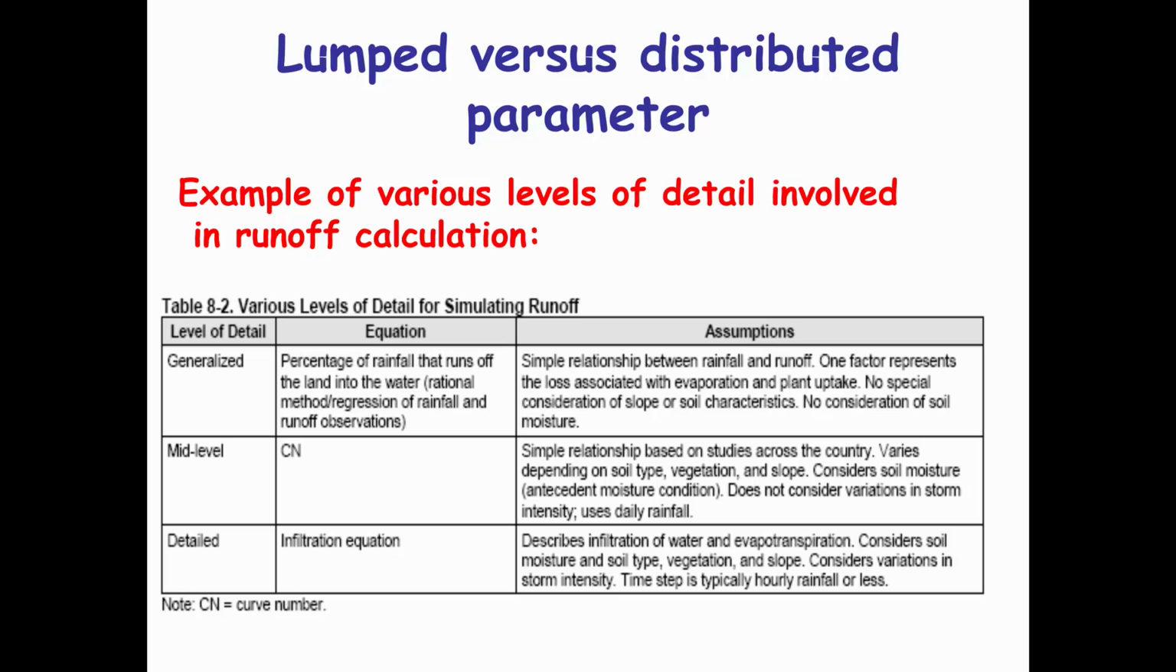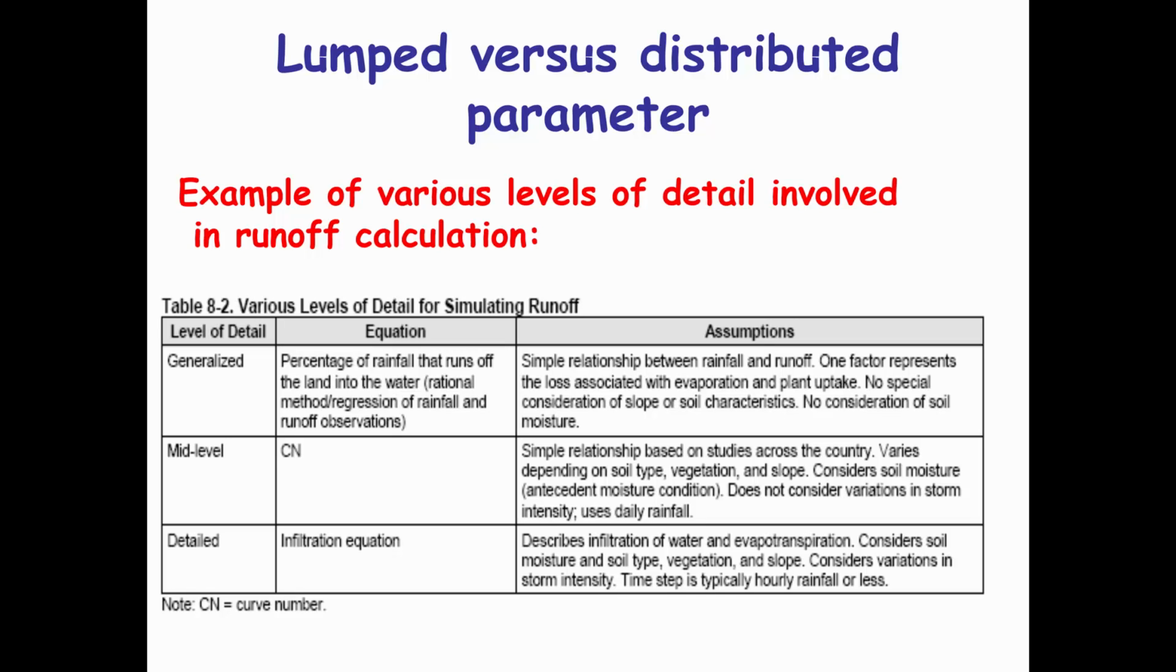Generalized might be watershed size. Mid-level might be where we've subdivided the watershed into some homogeneous areas, either sub-watershed or maybe hydrologic unit areas. And then detail would be where we might subdivide the watershed into a grid, either rectangular or triangular or some other type of polygon grid. And here, this table is associated with the detail for simulating runoff, just surface runoff simulation.